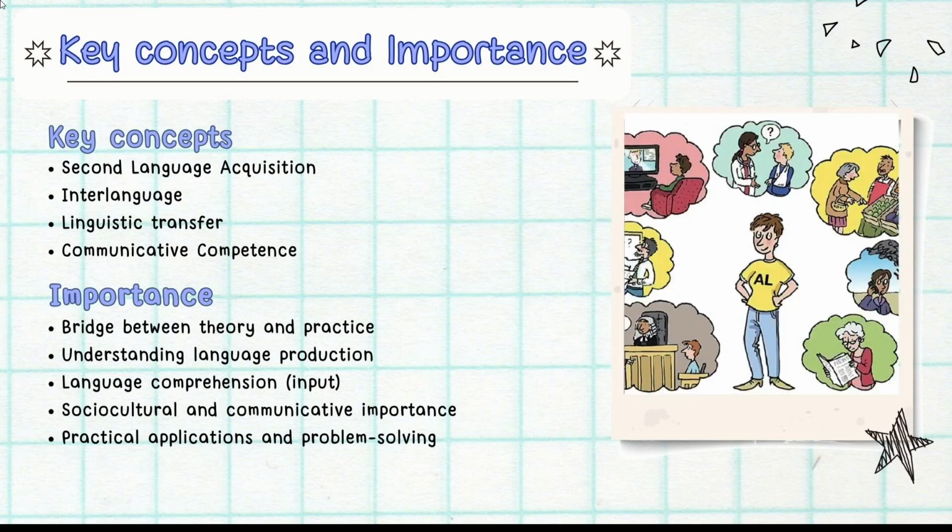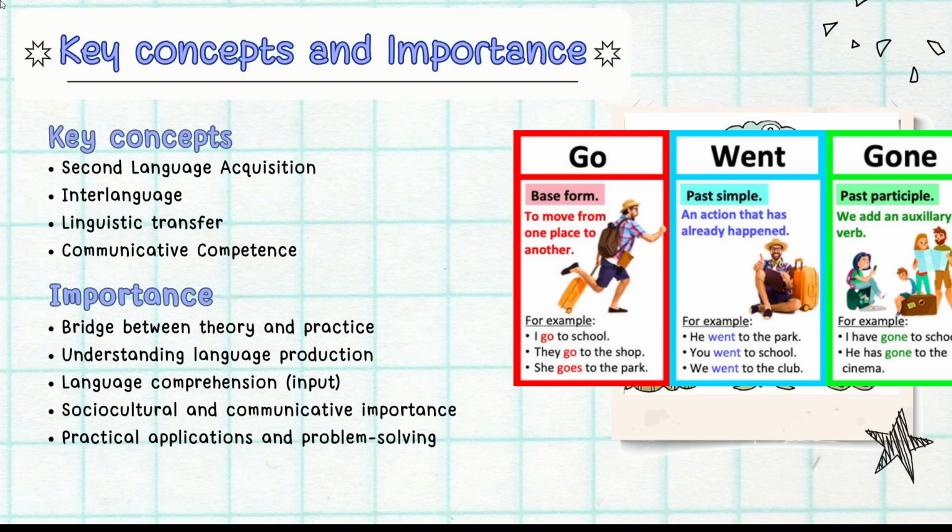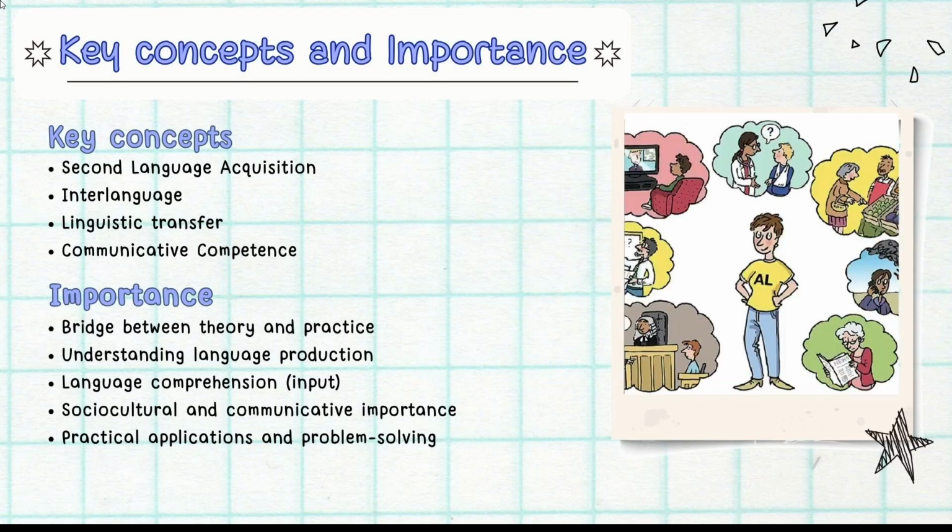Then we have the noticing hypothesis from Richard Schmidt. It says that learners need to notice new parts of the language to really learn them. For example, when a teacher explains the difference between "I went to the store" and "I've gone to the store," the student starts to see the meaning difference and can use both correctly.